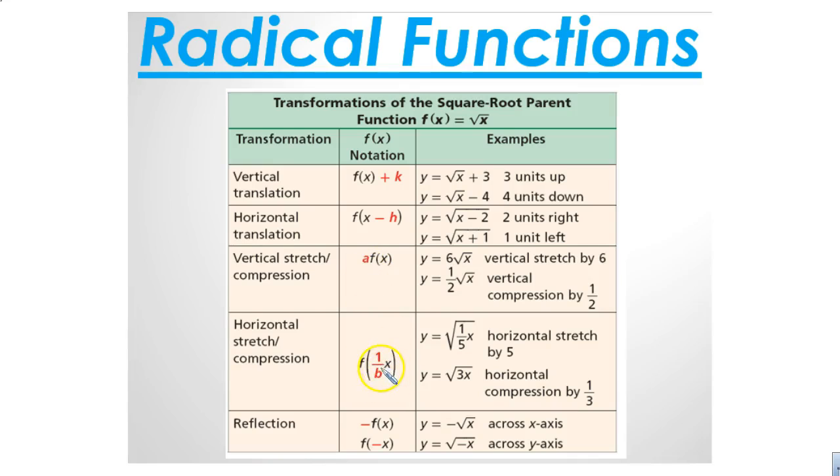If it's inside the parentheses, it's like being inside the radical, and that's where we get our stretches and shrinks in the horizontal direction. That's the left or right direction. Remember, a fraction between 0 and 1, or a decimal between 0 and 1 is going to be a stretch by the factor of the reciprocal of that fraction, and the numbers bigger than 1 are going to be compressions, again, by the reciprocal. So whatever number is in there, change it to its reciprocal, and then think of it as a stretch or a shrink from there. So the reciprocal of 1/5 is 5, that's a stretch. The reciprocal of 3 is 1/3, that's a shrink or a compression.